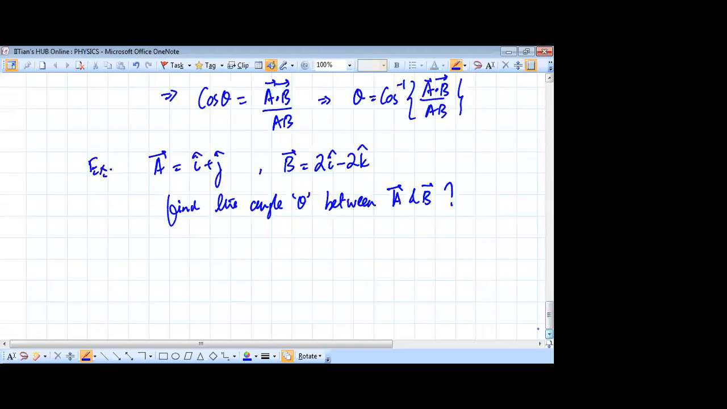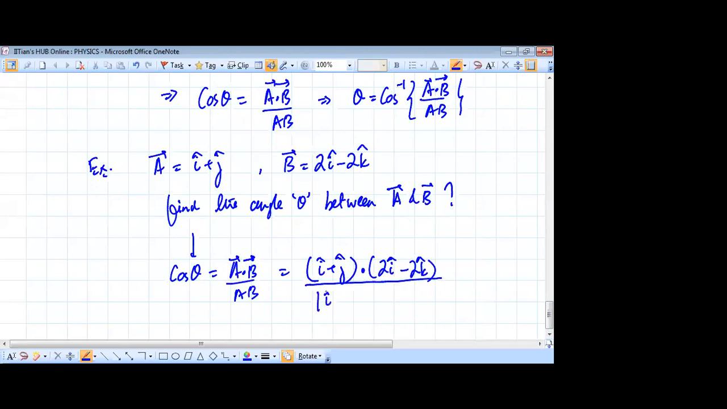So ये भी कैसे हो जाएगा? We'll just use this formula. Okay. So cos theta will be equal to A dot B divided by AB. Okay. So you can see what is A dot B over here. It is I plus j dot product with 2I minus 2k divided by magnitude of I plus j multiplied by magnitude of 2I minus 2k.